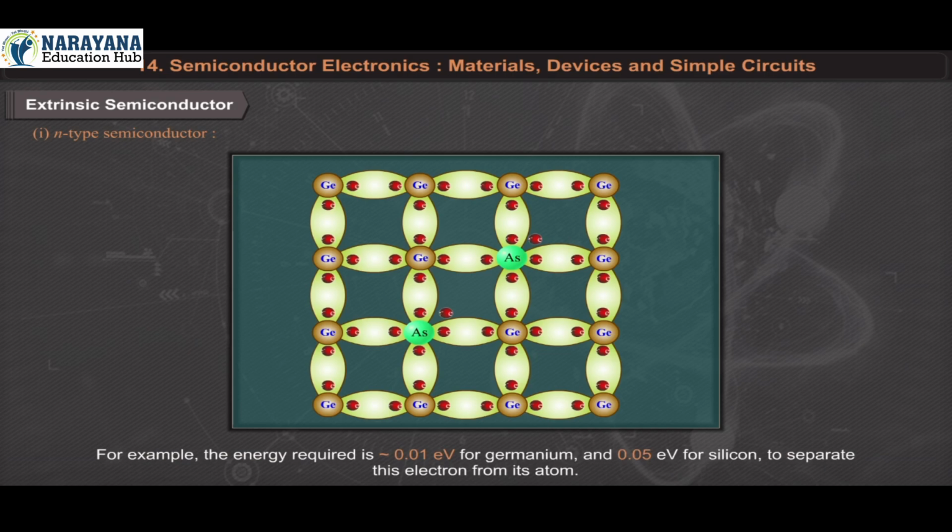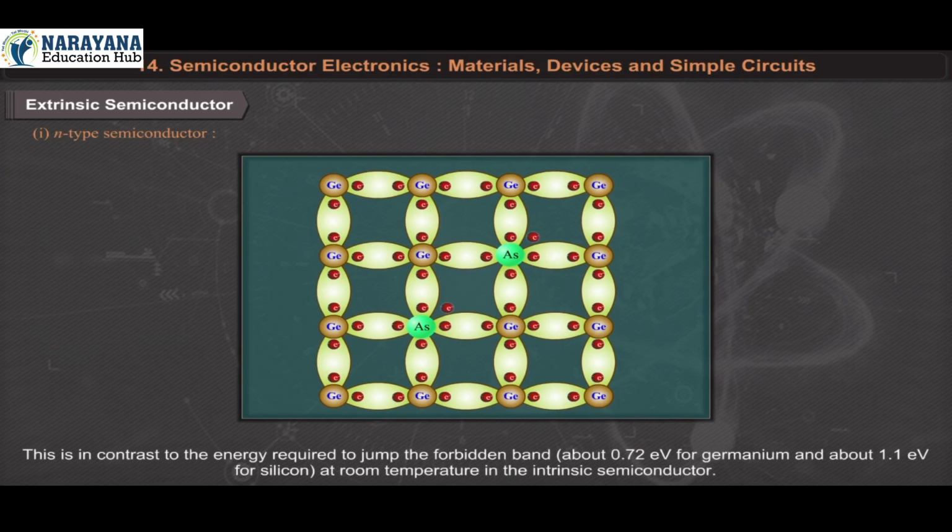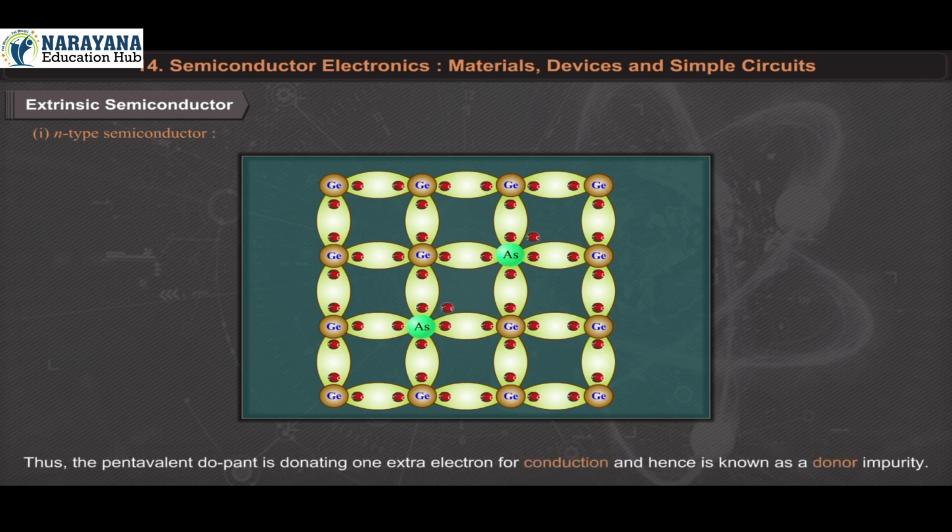For example, the energy required is about 0.01 electron volt for germanium and 0.05 electron volt for silicon to separate this electron from its atom. This is in contrast to the energy required to jump the forbidden band, about 0.72 electron volt for germanium and about 1.1 electron volt for silicon at room temperature in the intrinsic semiconductor. Thus, the pentavalent dopant is donating one extra electron for conduction and hence is known as a donor impurity.